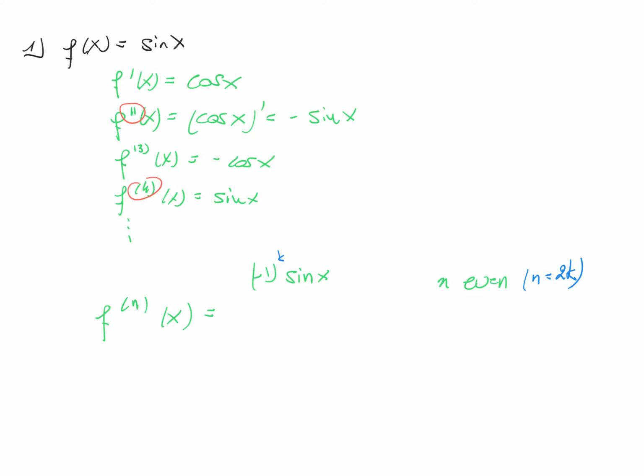And then we can do the same thing for the odd one. So if n is odd, then we write n is 2k plus 1. And we get the same formulation. It's minus 1 to the power k times the cosine of x. And so this will be the general expression for the nth derivative of my function.